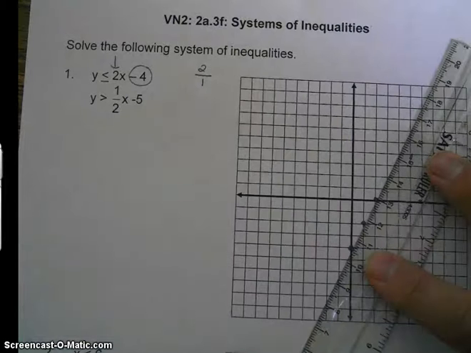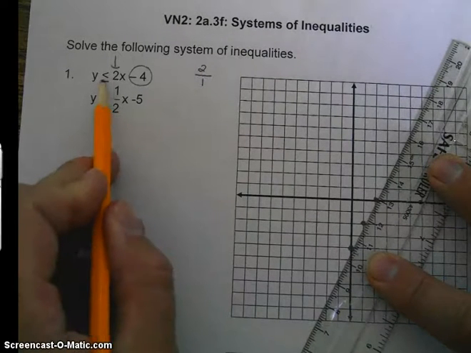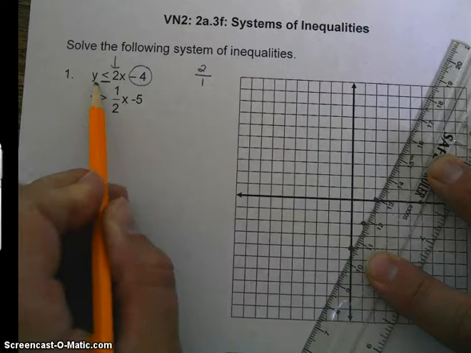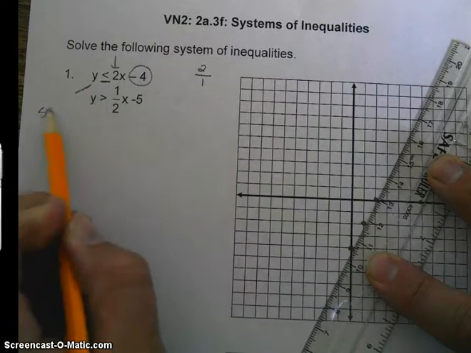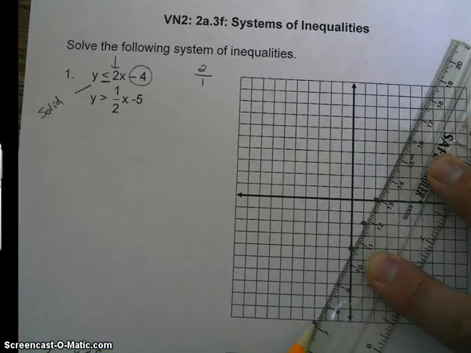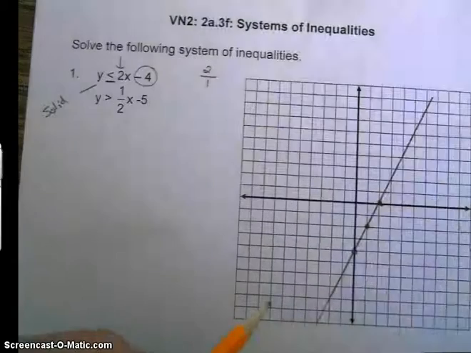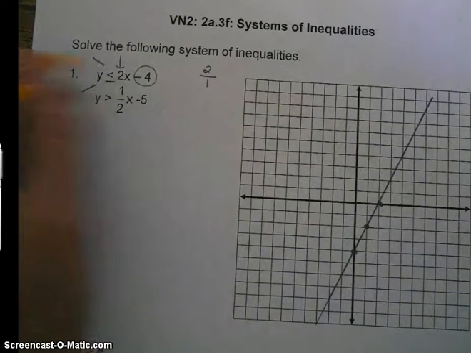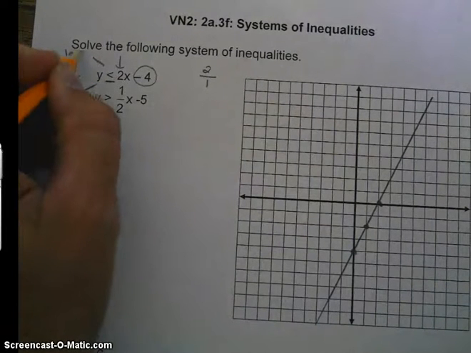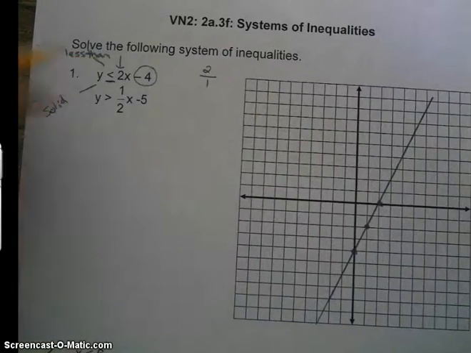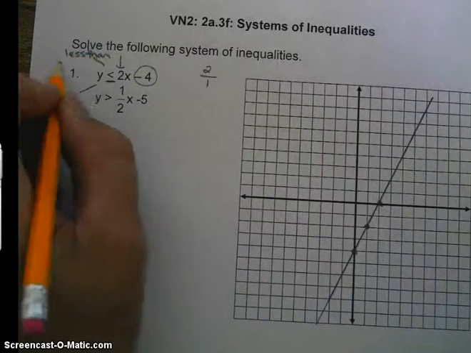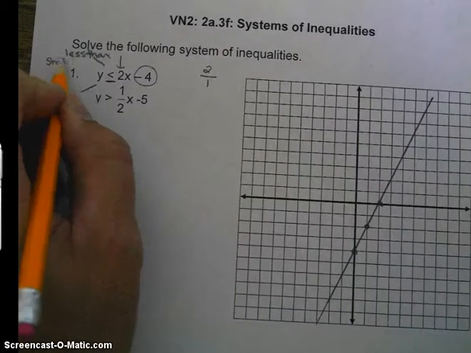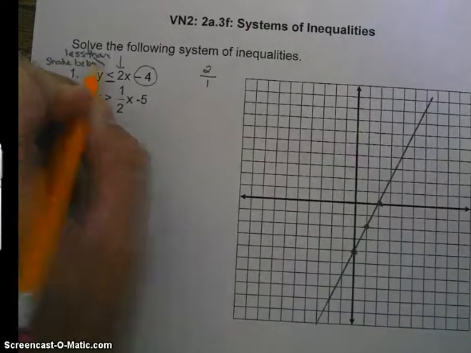It doesn't have to be a ruler, but it helps. We're going to draw a solid line whenever we see an equal sign. That means it's going to be a solid line, just like that. Now we have a less than symbol here. Less than means we shade below. We shade below for less than.